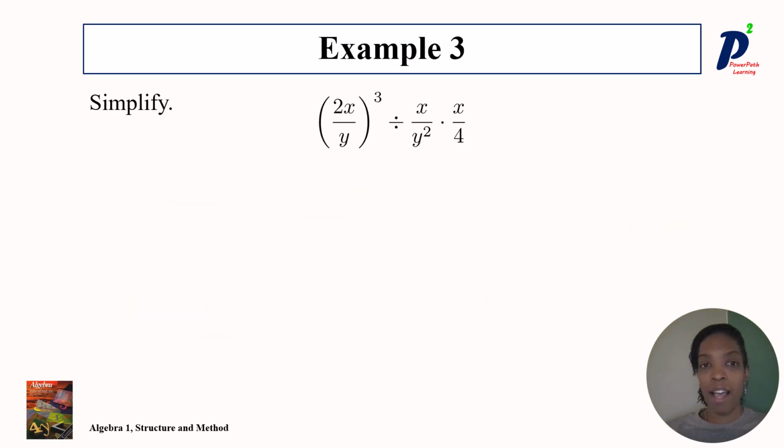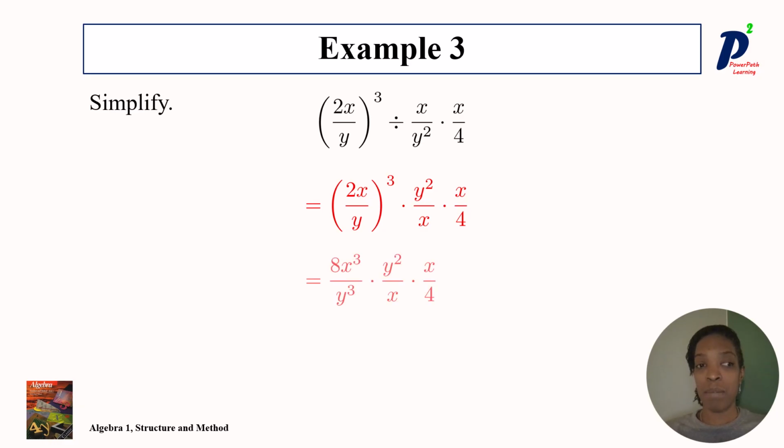For this third example, I have a few things happening here. I have exponents, I have division, I have multiplication. I'm going to need to make some changes. Okay, so the first thing I'm going to do is change that division sign to a multiplication sign and flip my second fraction. So now everything is multiplication. The next thing I'm going to do is apply my order of operations with the cube. That becomes 8x cubed over y cubed. And now everything's multiplication, all my exponents are gone, and I can just simplify and cancel like terms. After I do that, I end up with 2x cubed over y.